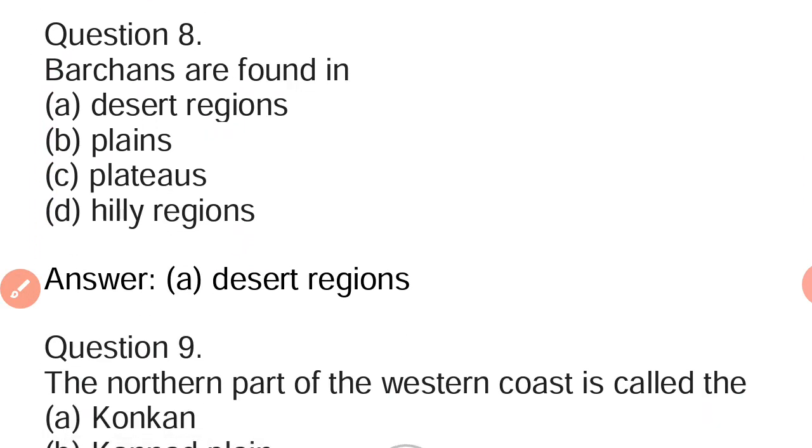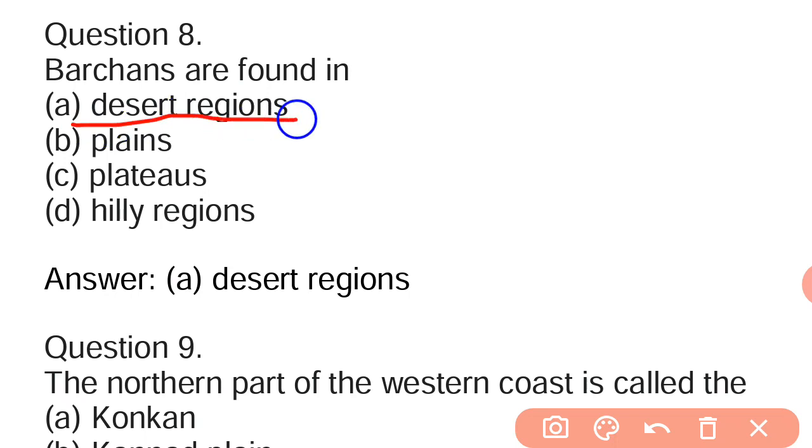Question number 8. Barchans are found in option A desert region, option B plains, option C plateaus, option D hilly regions. Right answer is option A desert region. Next question.